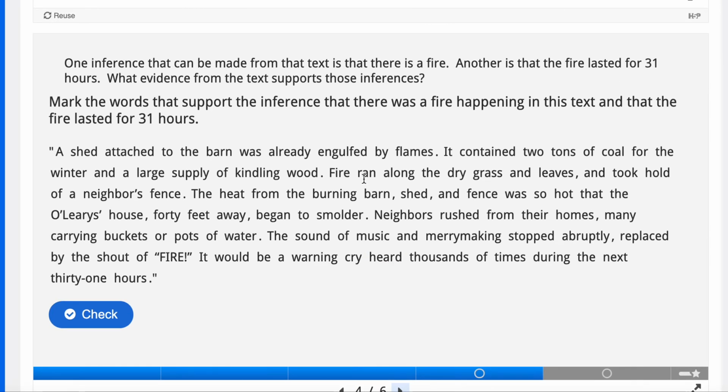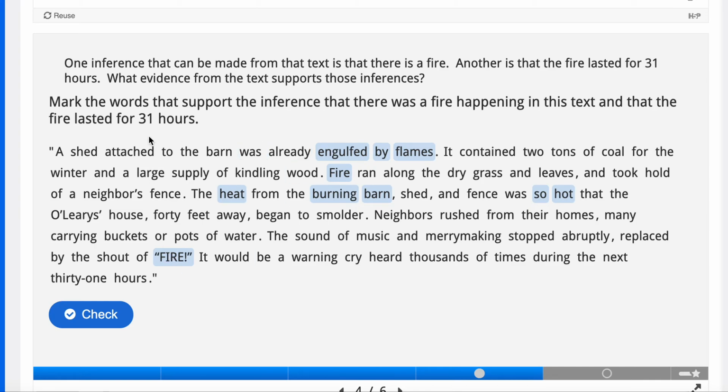Okay, so here I want you on your page to mark the words that support the inference that there was a fire happening in this text and that the fire lasted for 31 hours. So if something is engulfed by flames, we can pretty safely say it's on fire, right? We have the word fire here. We have the word heat, burning barn. All this indicates that there's a fire. So hot, right? And what about where they say fire? That clearly tells us that there's a fire.